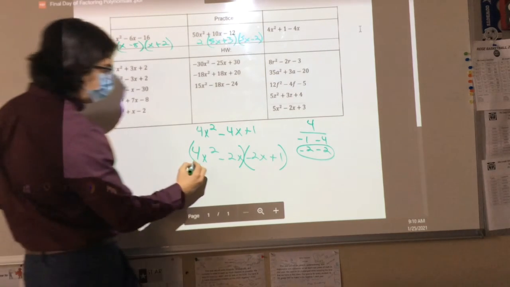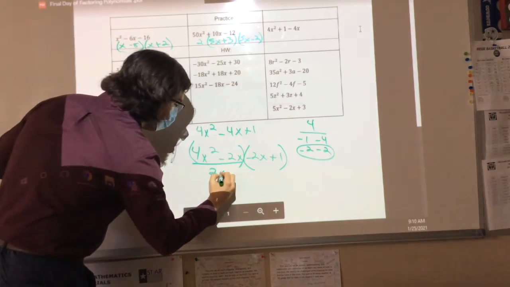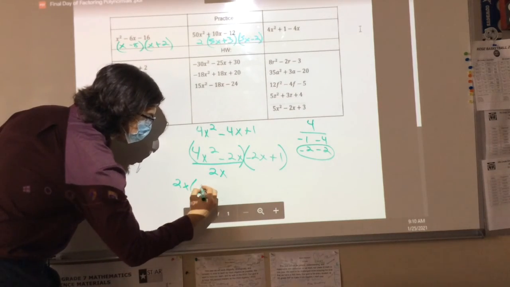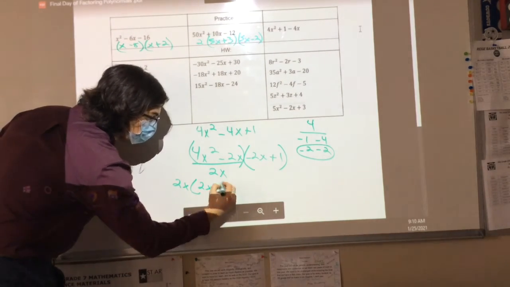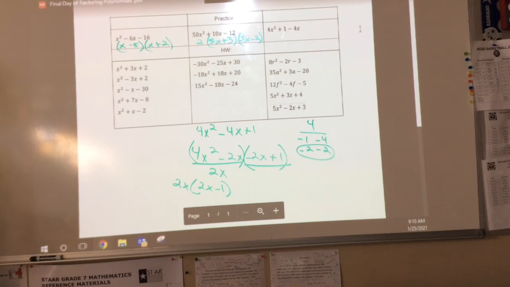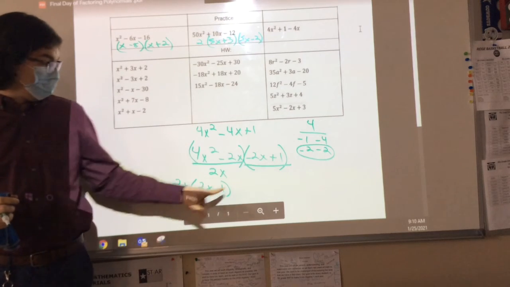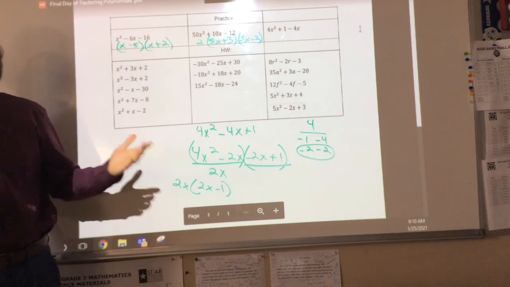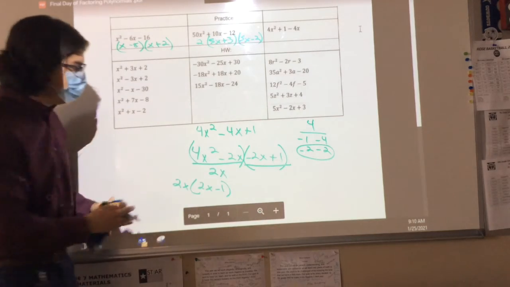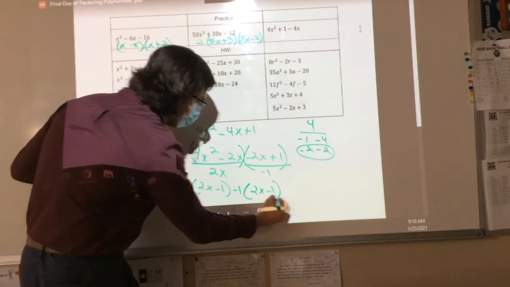Alright, what can I divide 4x squared minus 2x by? 2x, good. So divide this by 2x, now leaves me with 2x, parentheses, 2x minus 1. What can I divide negative 2x plus 1 by? By 1. Any other specifics there? Negative 1, because again, we want our two binomials to match each other. Right now, this is negative 2x plus 1, where this is 2x minus 1. Very close, but they're not quite the same. But if I divide this by a negative 1, then I end up with 2x minus 1, which are the exact same binomials.